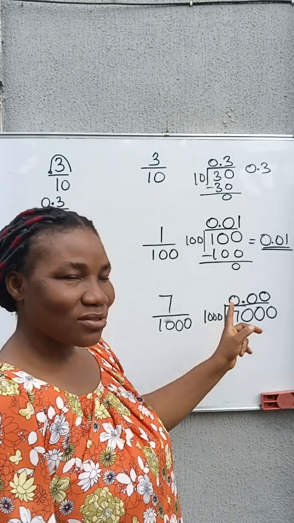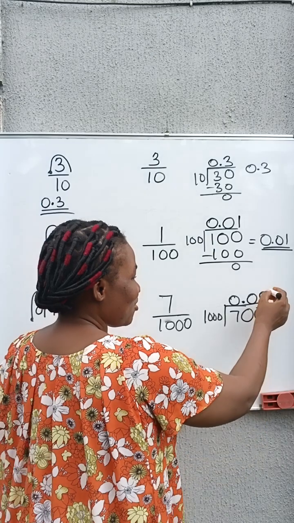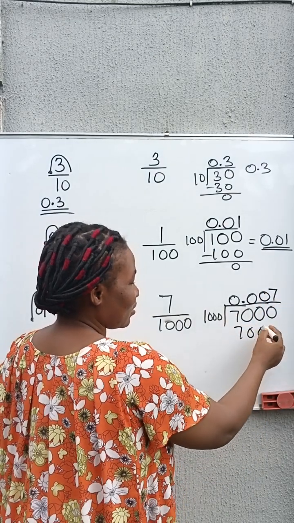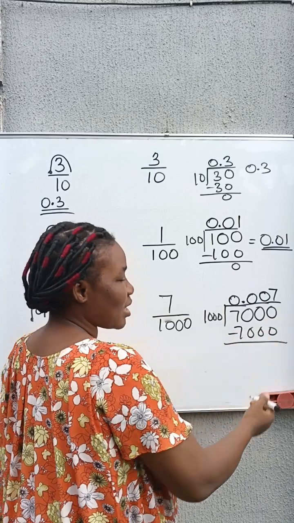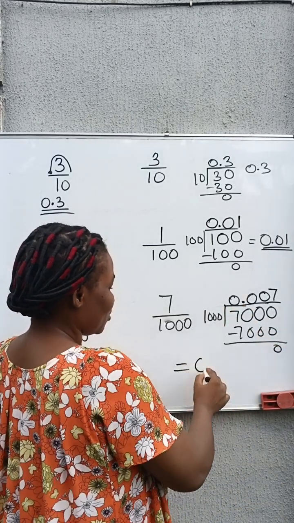So can 1000 go into 7000? Yes. How many times? 7 times. Write your 7 here and you multiply. So 7000 minus 7000, 0. So what do we have?